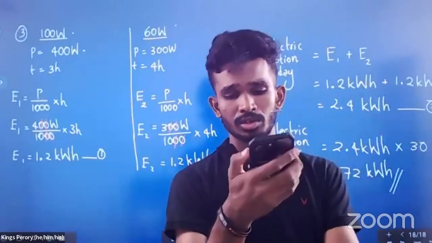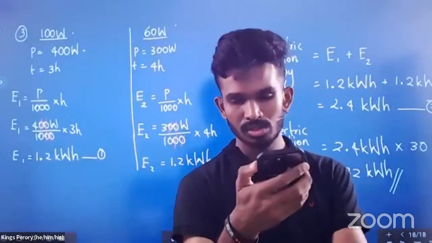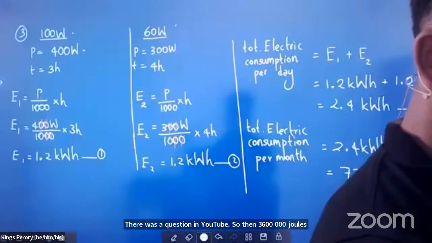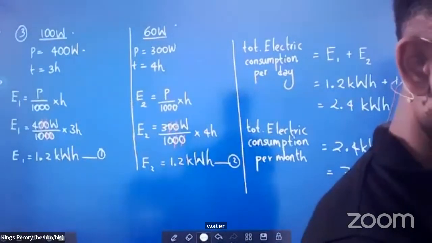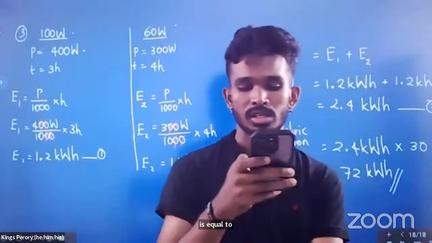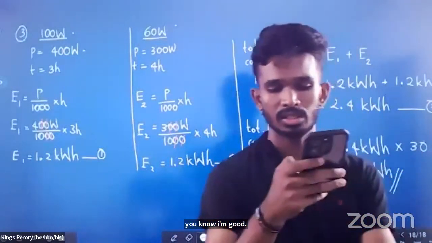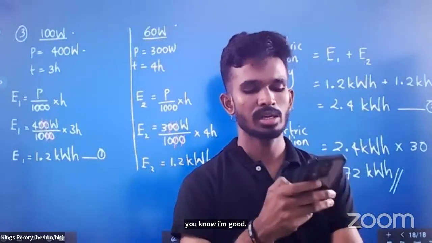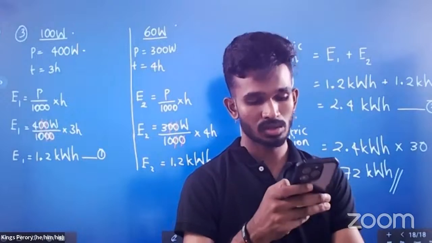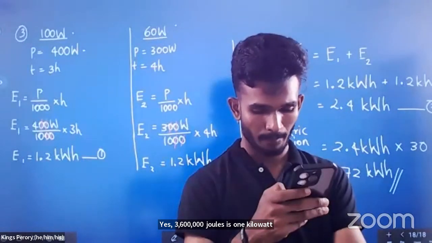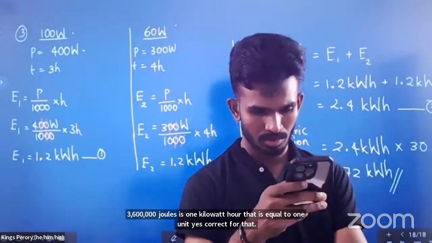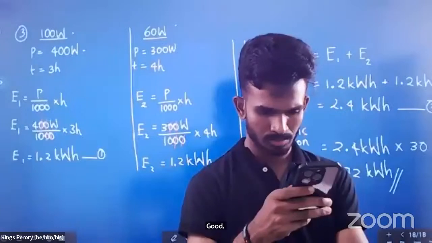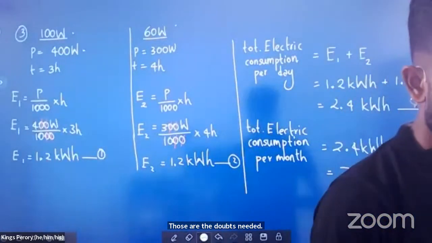There was a question in YouTube. So then 3,600,000 joules is equal to 1 unit. Yes, 3,600,000 joules is 1 kilowatt hour. That is equal to 1 unit. Yes, correct. Good. Those are the doubts in YouTube.